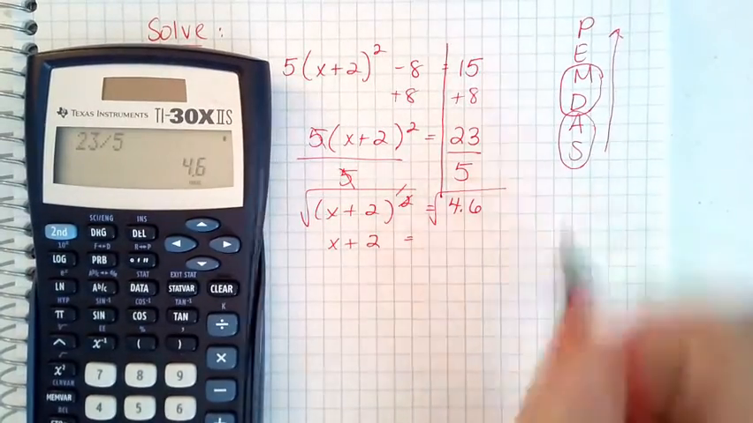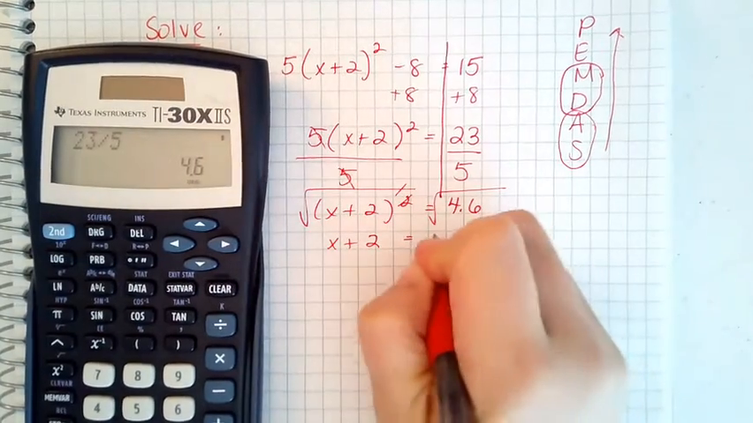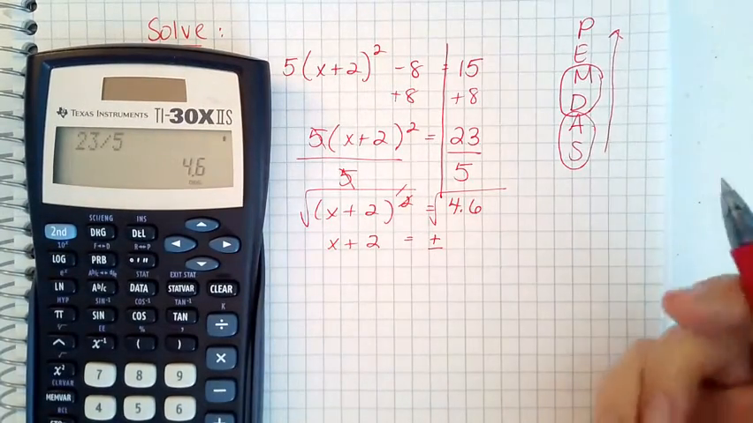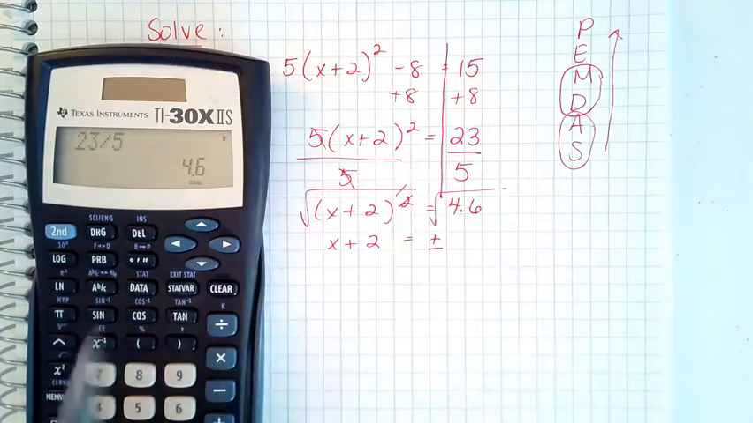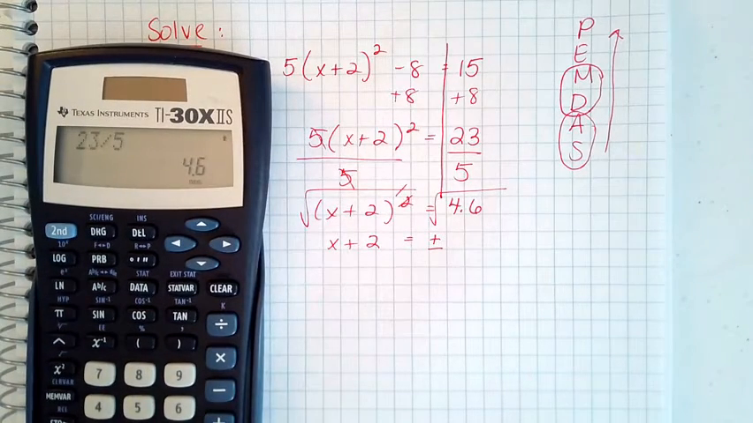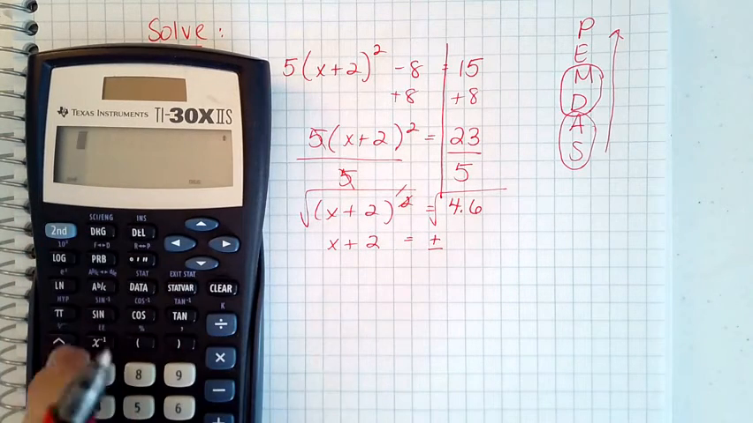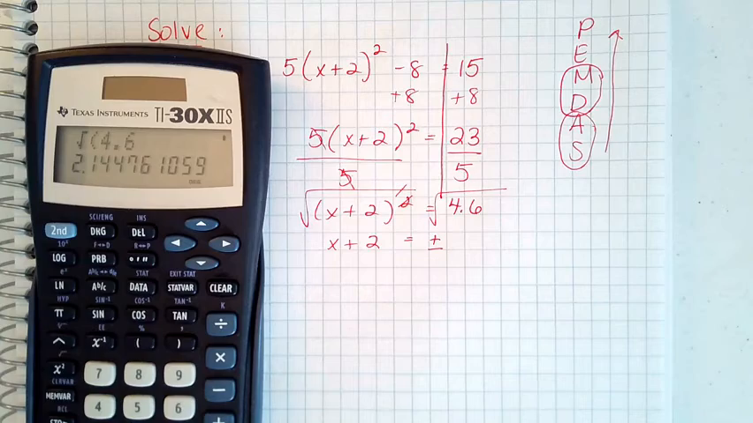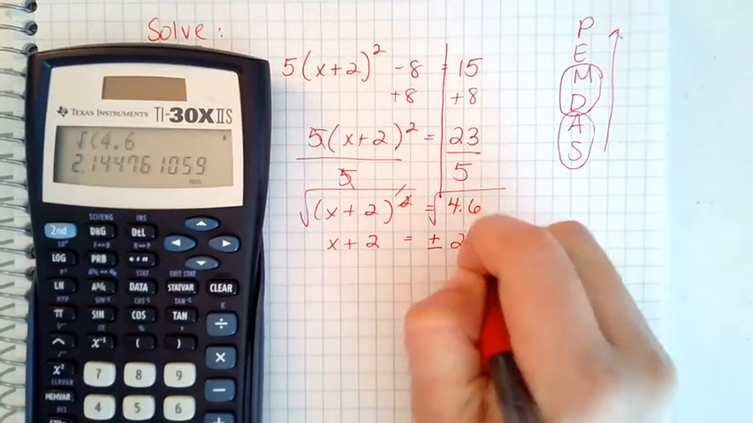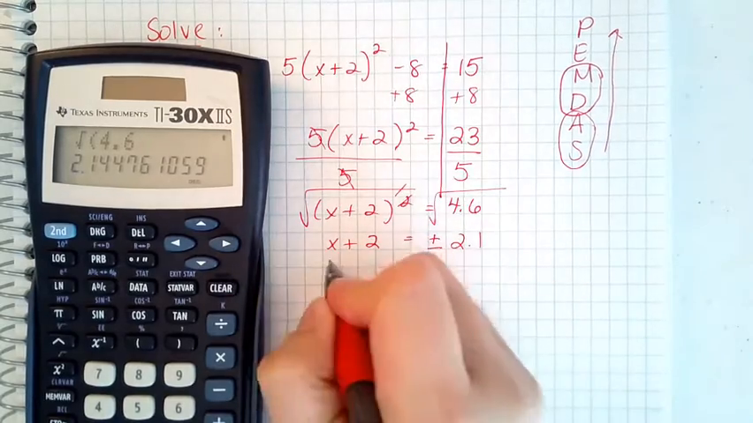When I take the square root of 4.6, I have to think of the plus or minus version of that, because a number in here could be positive or it could be negative, okay? Because when you square something, the negative goes away. So I'm going to take the square root of 4.6, and if I round to the nearest tenth, it's 2.1, okay? And then I'm going to still try and get x by itself.